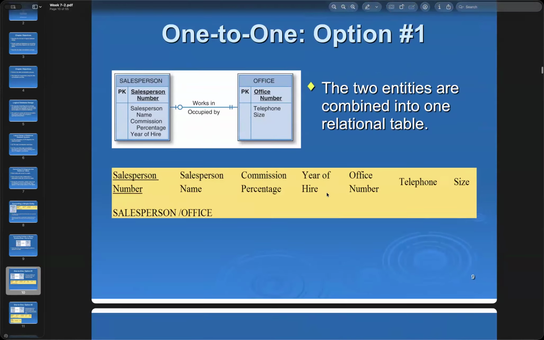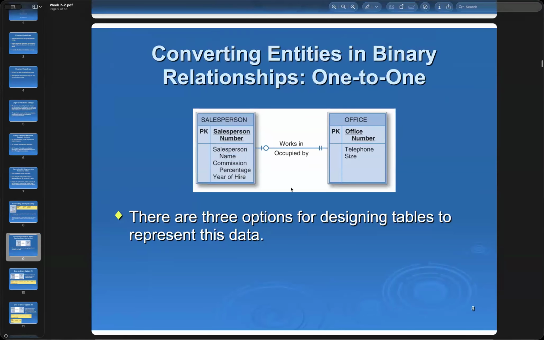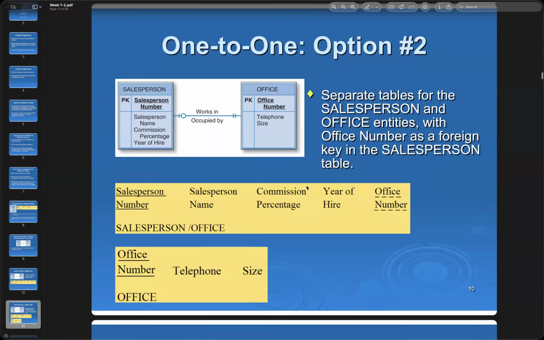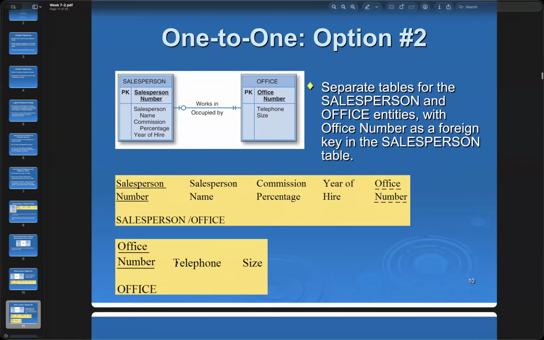When we design, we look at the cardinality and modality. Here, for the office, we're going to assign it to the salesperson, so we put the foreign key of the office right here. But how about putting the salesperson in the office side? Is it possible? Here's the situation we can think about.